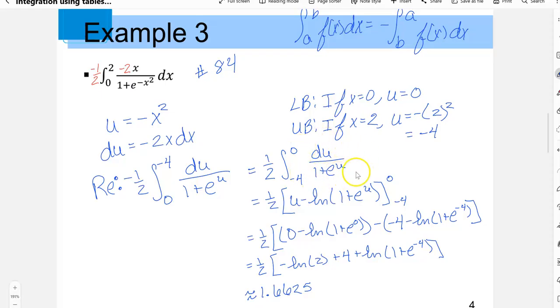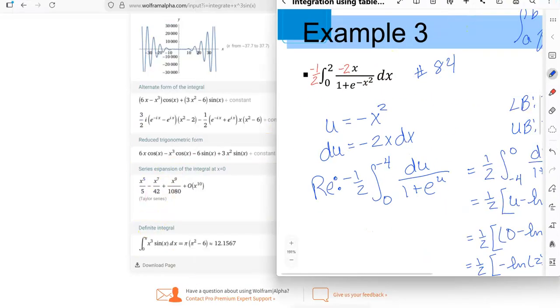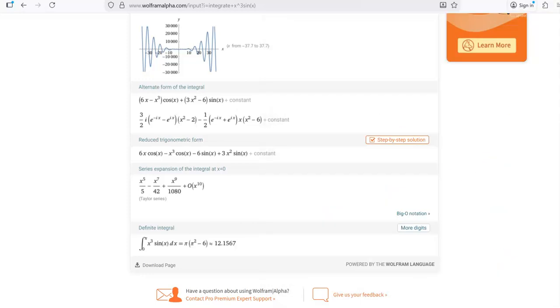And when we integrate this guy, we're using that formula number 84. So I'm going to pull up number 84 from my integration sheet, if I can find it.